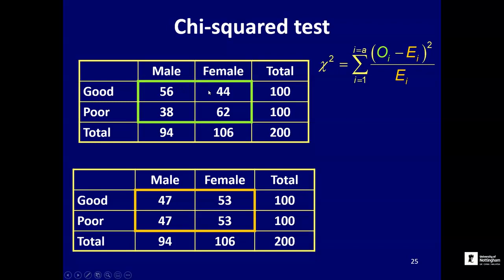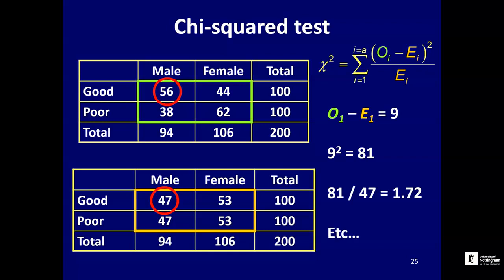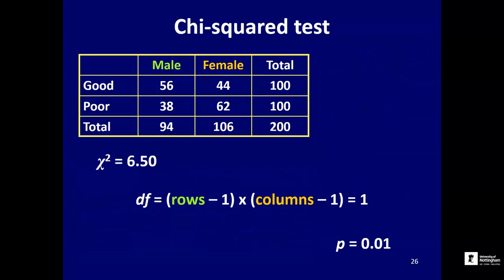So we've got 4 counts of observed data and 4 counts of expected data. We can plug those into our equation. So you take the first observed data point, take the difference from the expectation, square it, and then divide through by the expectation. Add that up, do that for all 4 counts, and hey presto, you get a chi-squared value, in this case 6.5. Then you need the degrees of freedom.